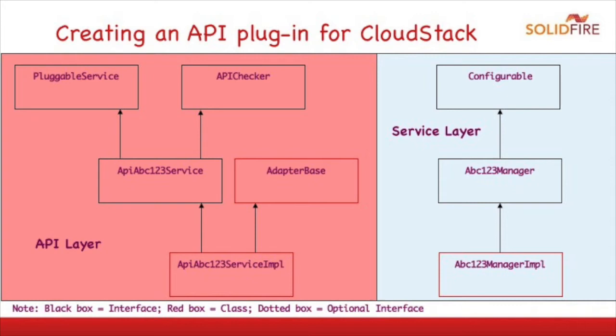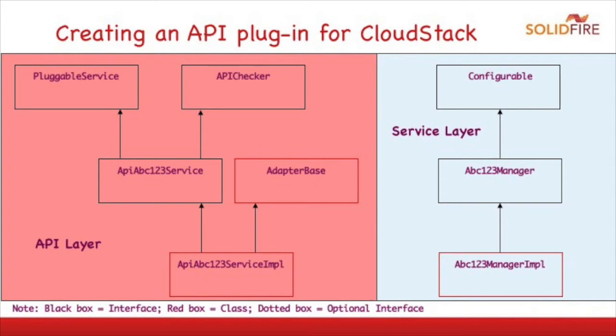Now it's that interface that actually extends a couple other interfaces. On the far left, pluggable service is a required interface. So API ABC123 service has to extend that interface. And that's really what makes you a pluggable service API object. This is a requirement so that CloudStack can discover you as an API plugin.